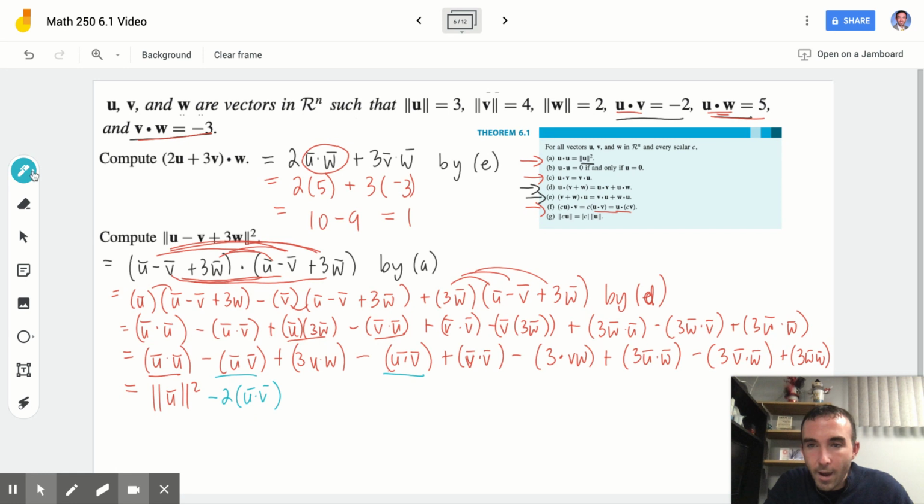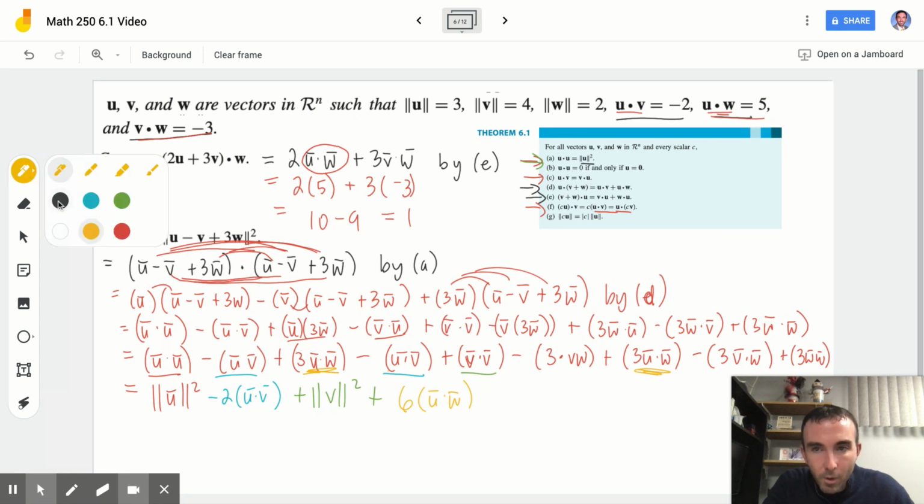I also have a V by V product, so that by property A is going to be the norm of V squared. More like terms, so I have a dot product of 3 UW, and then I also have that over here. I'll underline those in yellow. So I have one here and one here. So that is 6 UW. Lots of colors going on here.